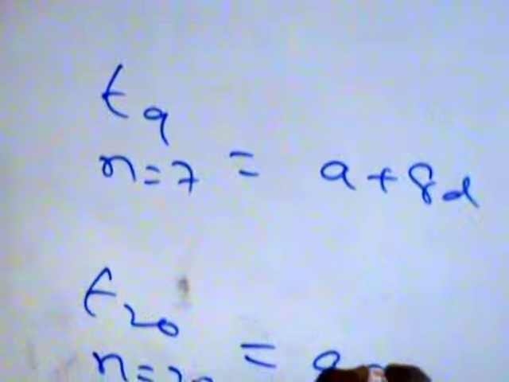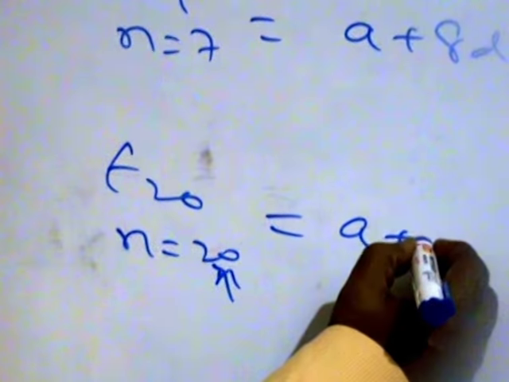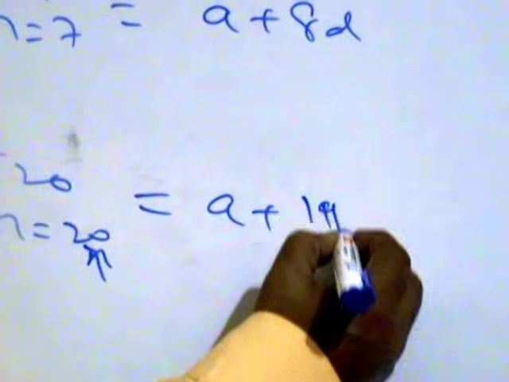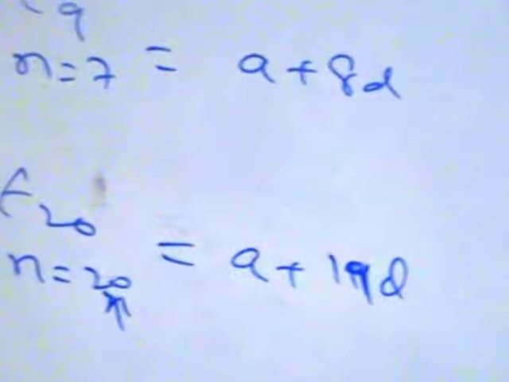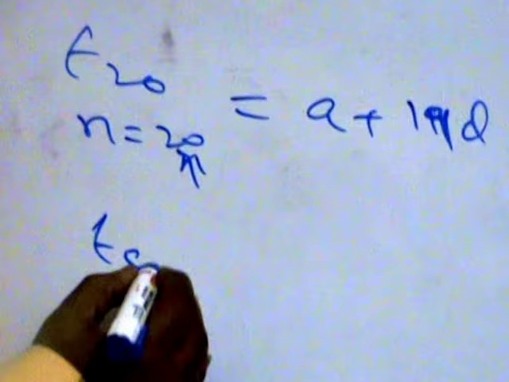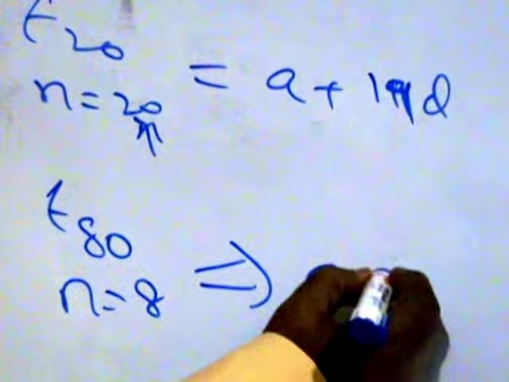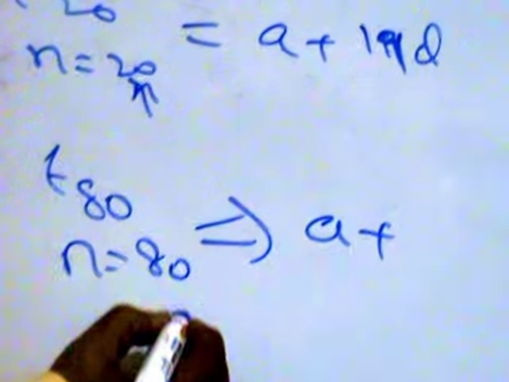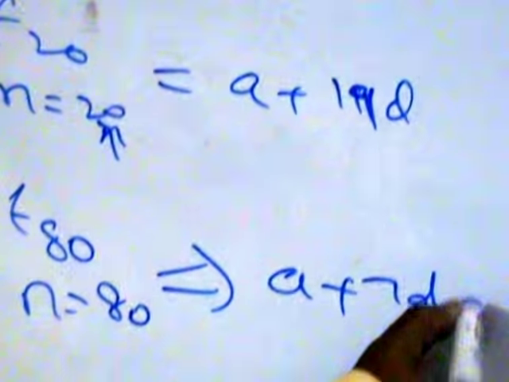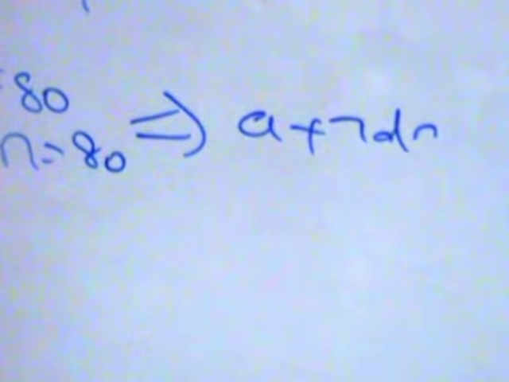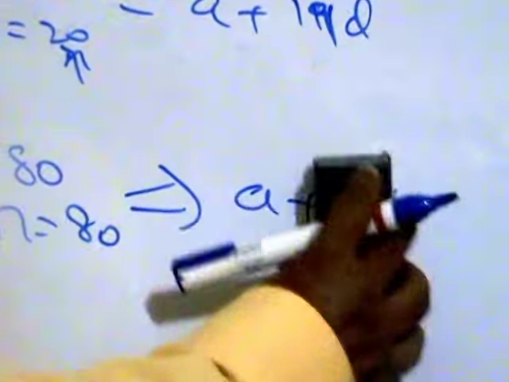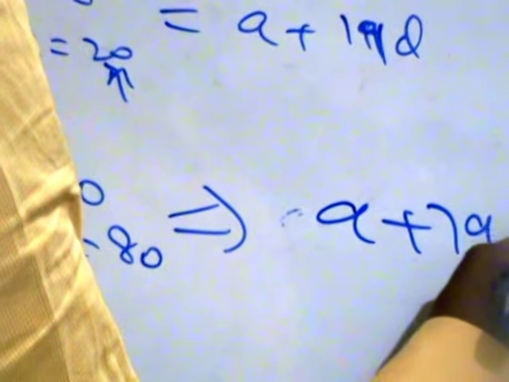For example, T20 means you must write n equal to 20. One number is reduced from this. You get 20 minus 1, that is 19d. So like that you can find anything. For example, T80 means n stands for 80. A plus 1 number you must reduce from 80. You get a plus 79d. A plus 79d. So hope you understood. So hereafter we will straight away write it.